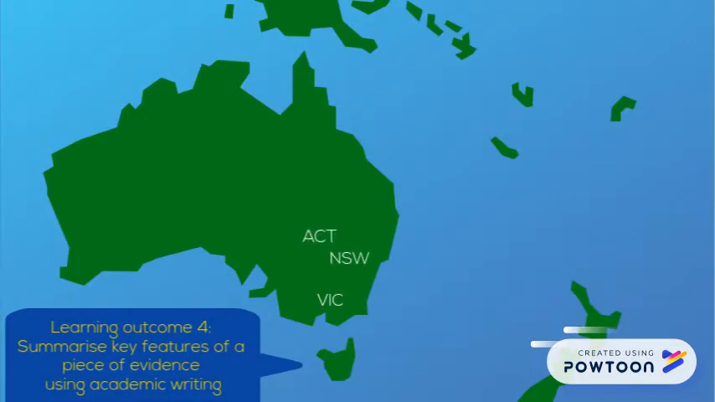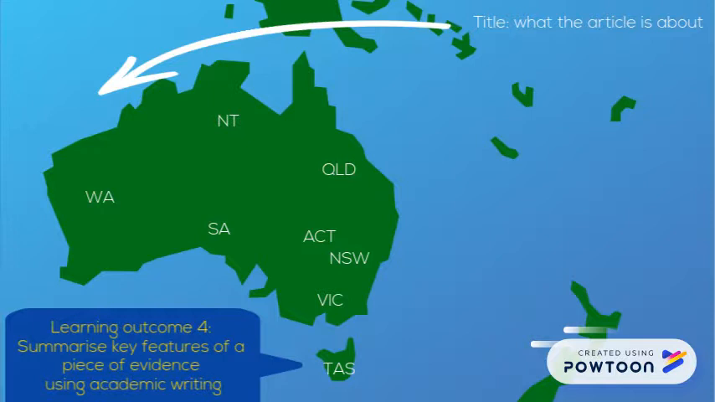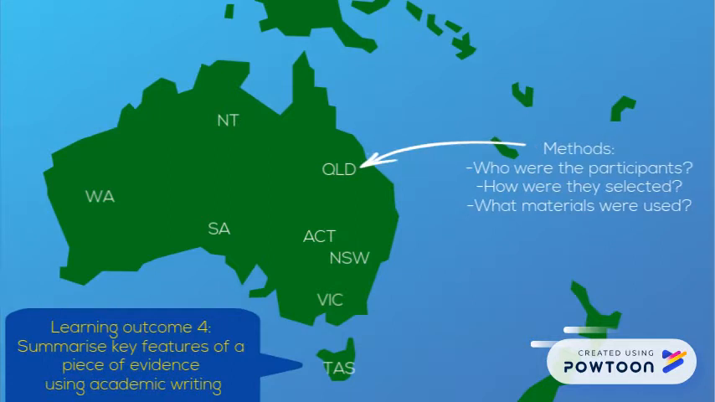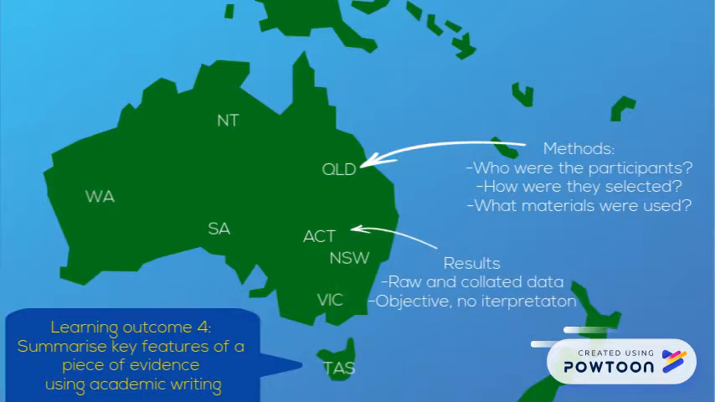Just as each section of a journal article has expected features, for example, the title tells the reader what the article is about, the abstract summarises the article and outcomes, the introduction provides context, what research has come before, the hypothesis, and why the study is important. The methods explain how the research was conducted, including who the participants were, how they were selected, and what materials were used. Results provide the raw and sometimes collated data objectively and without interpretation.